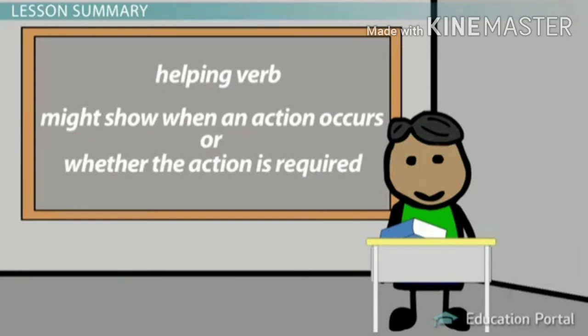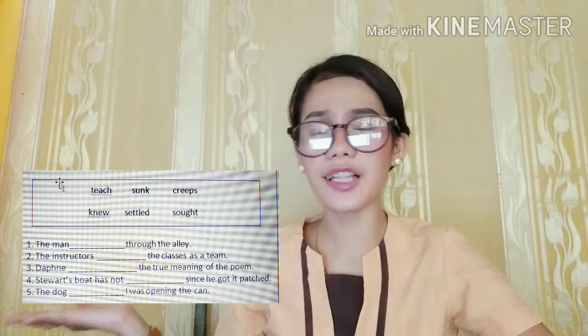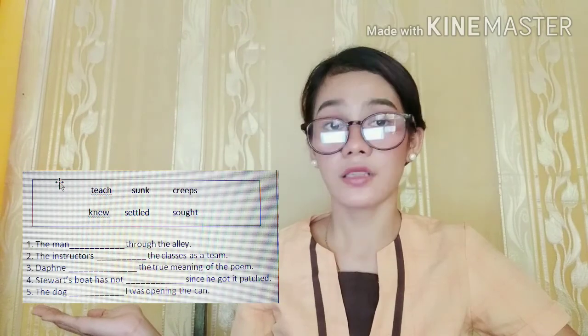Okay class, did you understand the video presentation about the 3 types of verbs? Sounds good! Since you understand the video presentation, I have here the set of sentences. So let's fill in the blanks with the correct verb to complete the thought of the sentence. Let's choose our answers from the box provided. So the answers in the box are teach, knew, sung, settle, creeps, and saw.